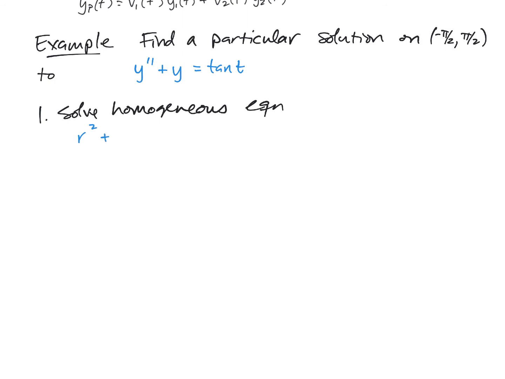We get r squared plus 1 equals 0 for our characteristic equation. Then our solutions are r equals plus or minus i. So then our y1 and y2 are, remember, e to the alpha t cosine beta t and e to the alpha t sine beta t. Anyway, in this case, it's just y1 equals cosine t and y2 equals sine t.